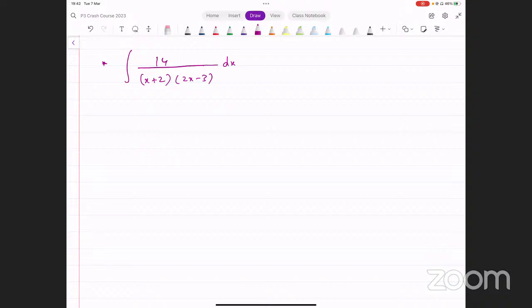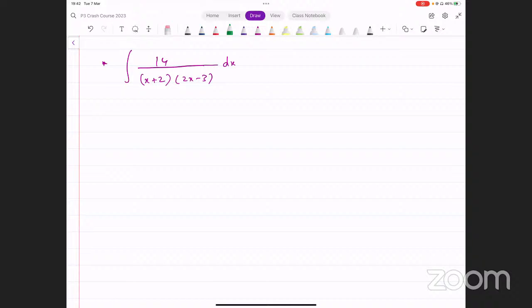Now, what form is this? Do you have the derivative of the denominator in the numerator? Well, we don't. In the denominator, we have a quadratic function. If you were to differentiate it, you would get something linear, something in terms of x. In the numerator, you have a constant. So the log form does not work here.